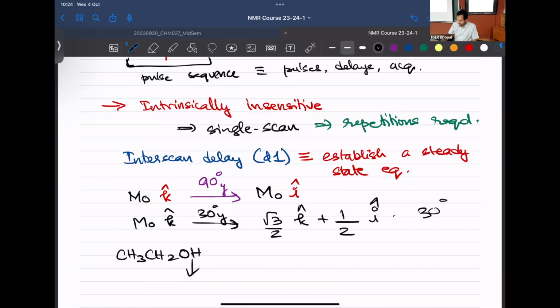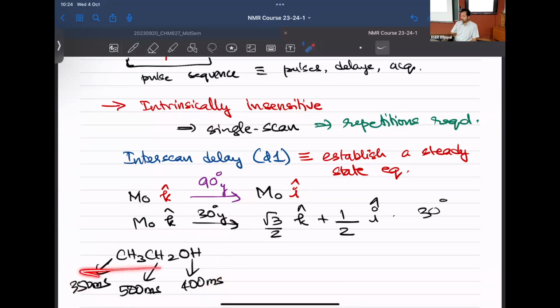Maybe this is something like 400 milliseconds. I'm just giving some random numbers, don't take these seriously. Let's say 500 milliseconds. And this is something like, say, 350 milliseconds. Let's say I take a bunch of protons which have their own separate T1s. After the application of the alpha degree pulse, the first set of spins to recover will be the ones that have the shortest T1 delay.